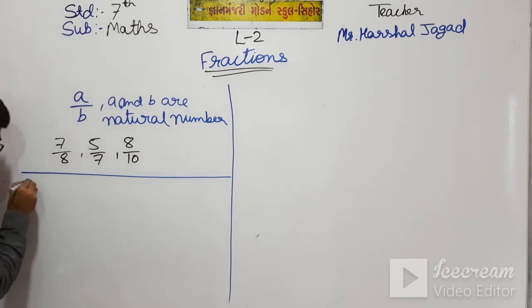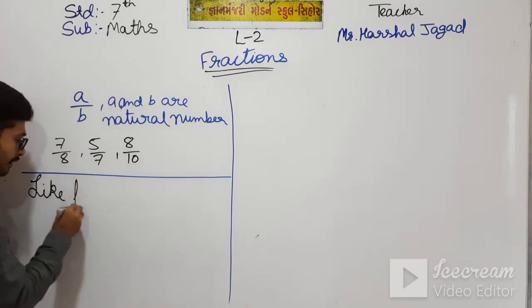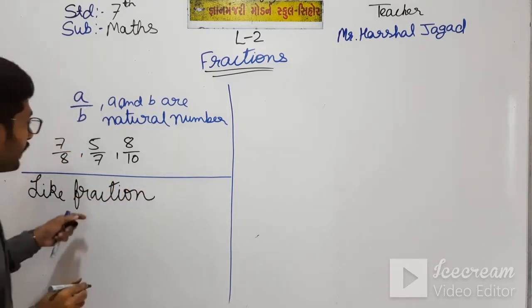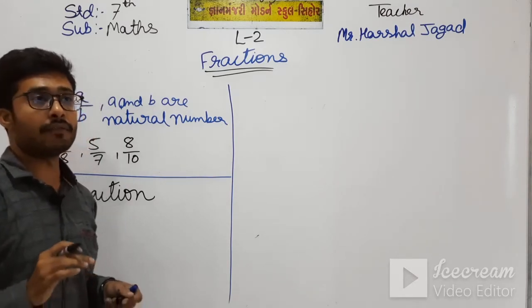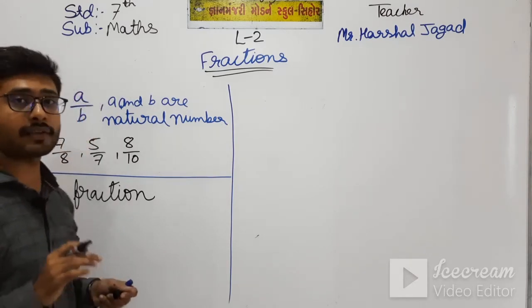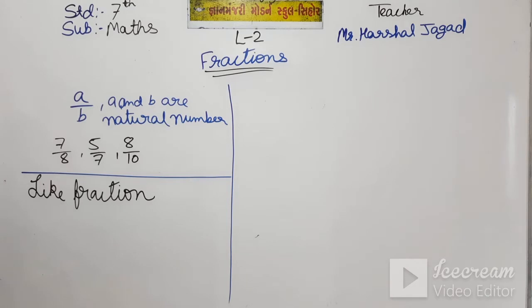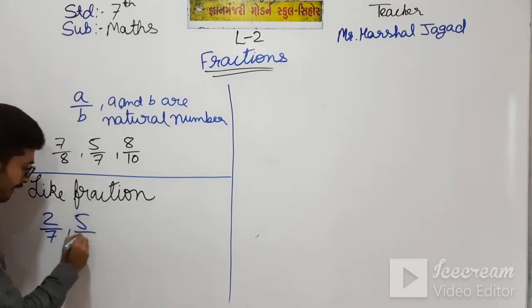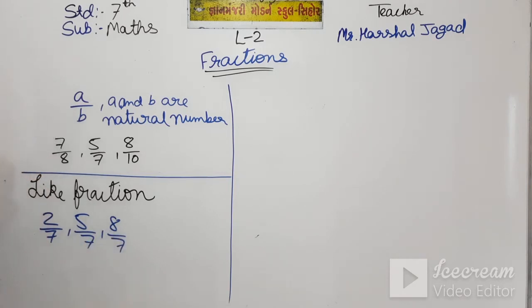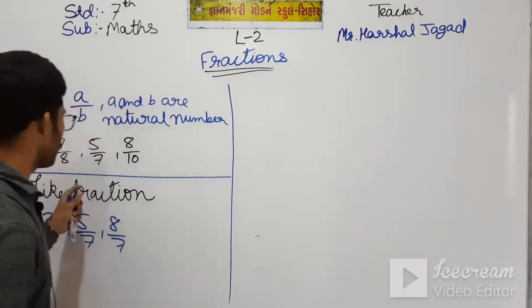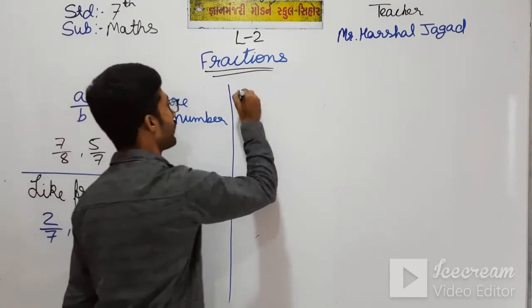First of all, what is a like fraction? Like fractions are those whose denominators have the same value. The fractions whose denominators have the same value are known as like fractions. Okay students, see here I am writing the examples: 2 by 7, 5 by 7, 8 by 7. These are like fractions which have the same denominator.